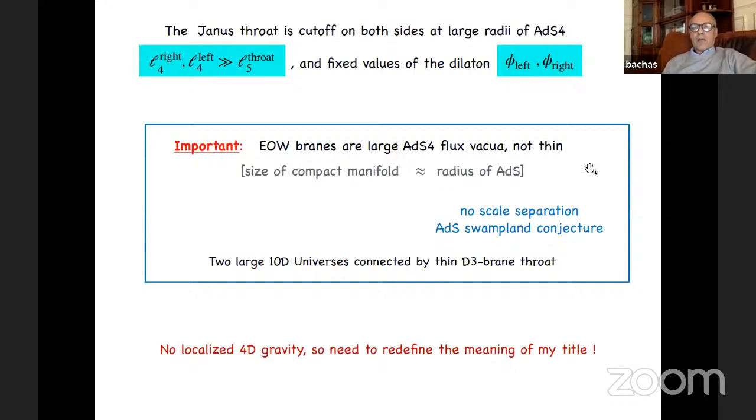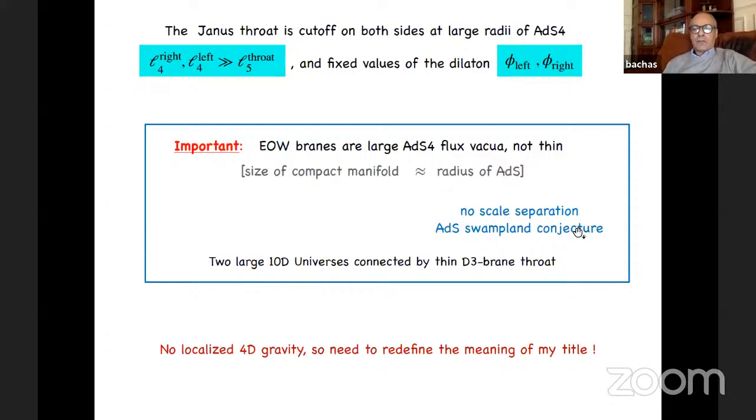So the Janus throat is now cut off on both sides at some large AdS4 radii, the fiber AdS4. So the radii, both on right and left, are much bigger than the radius of the throat, and the dilatons go to fixed values on the two sides. It is important, however, to stress here that the end-of-the-world branes are very large AdS4 flux vacua. They are not thin branes. The size of the compact manifold is of the same size as the AdS4 radius. That's the same no-scale separation or AdS Swampland conjecture we heard about 2 days ago.